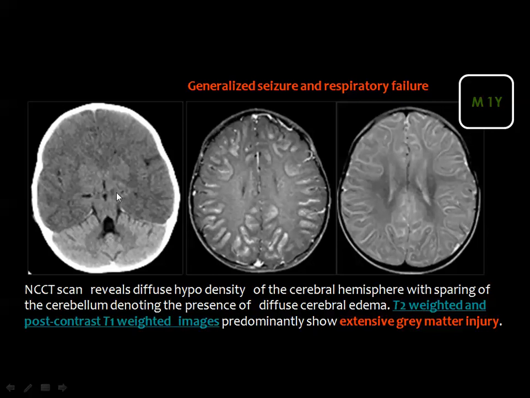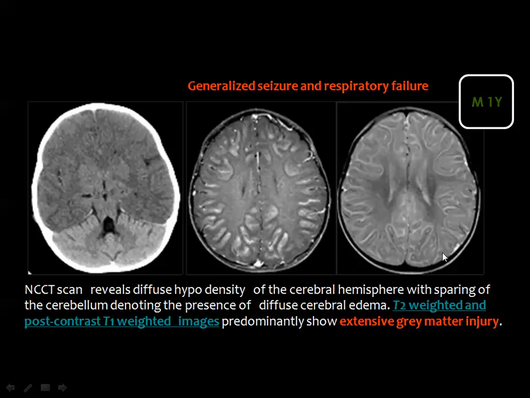And here is the CT scan showing diffuse hypodensity of both cerebral hemispheres with a sparing of the cerebellum and relative sparing of the basal ganglia. An MRI, and this is a T2 weighted image, and you can see some brightness in the cortex, but the white matter is more or less appearing good.